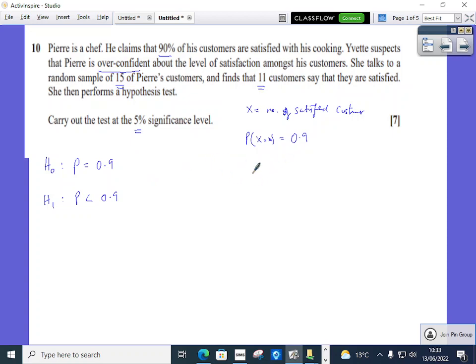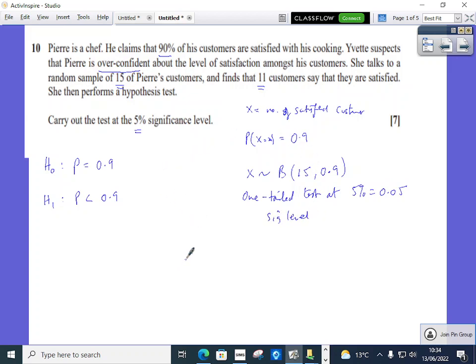You then state that x is binomial, and she's going to choose 15 people, and she's going to test whether 0.9 is the correct one. Okay, and we can also state that it is going to be a one-tailed test at 5%, and it's important just put that as 0.05 significance level.